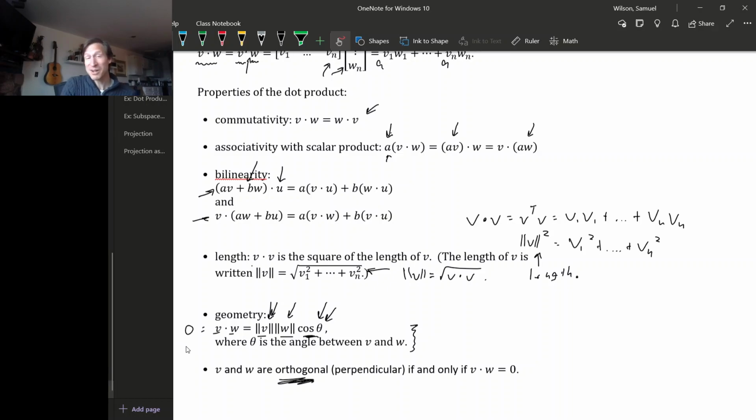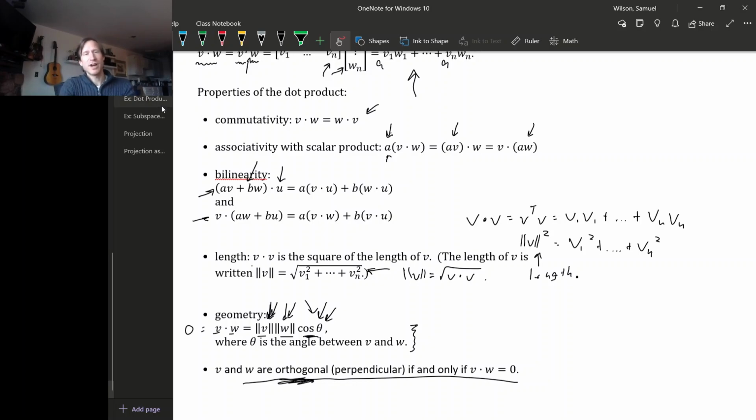Okay, so if the dot product is 0, either v is 0, in which case these vectors count as perpendicular, w is 0, in which case these vectors count as perpendicular, or cosine theta is 0, in which case the angle between them is a right angle, in which case they're perpendicular. So what this gives us is a really nice, straightforward way to check if vectors are perpendicular. You just calculate their dot product, and the dot product is super easy to calculate, right? It's just this formula up here.